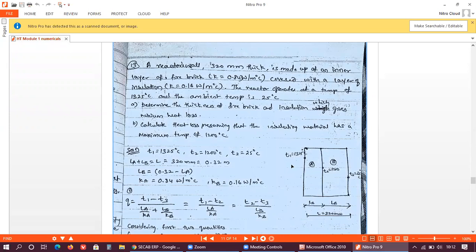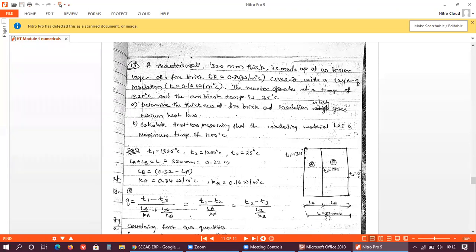This wall, this surface, this temperature, that is the inner surface of the reactor. This is the inner surface. So that's why the temperature is very high, 1325, and here it is 25, and the intermediate temperature is 1200 degrees Celsius at the point of contact of these two materials, that is T2. Okay, so accordingly I have written here T1 is equal to 1325 degrees Celsius, T2 is equal to 1200 degrees Celsius, and T3 is equal to 25 degrees Celsius.